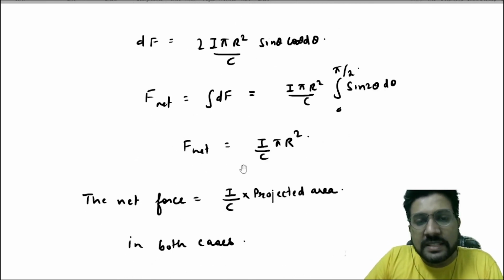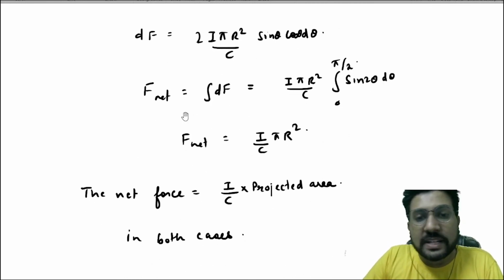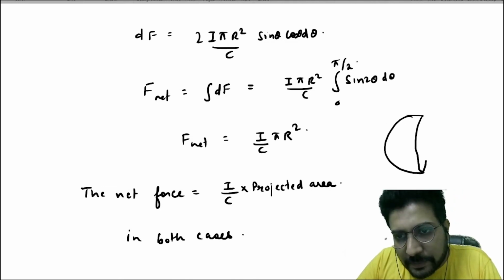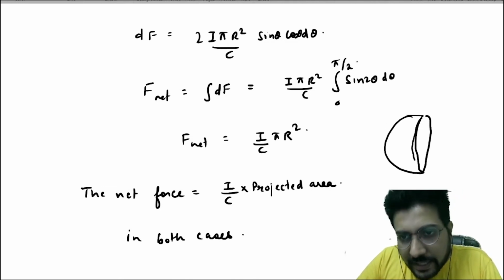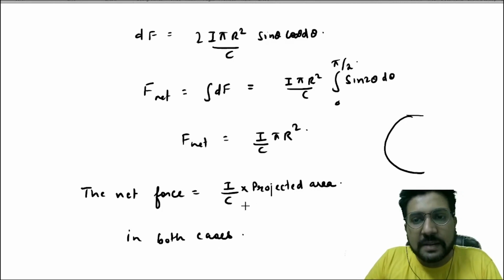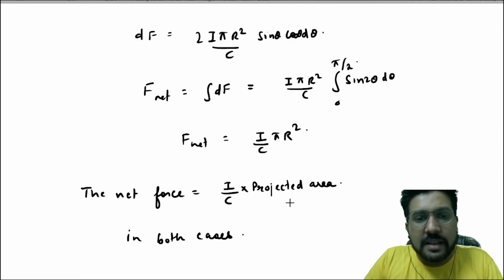So the net force is nothing but I by c multiplied by the projected area. You know that the projected area of a hemisphere is this area, this is pi r square. Okay, so I'll write this as the net force is I by c multiplied by the projected area in both cases.